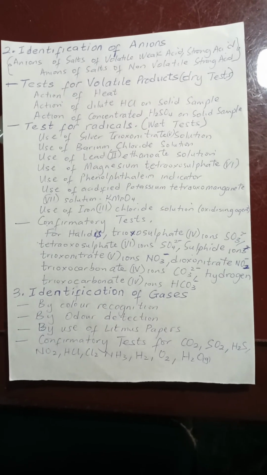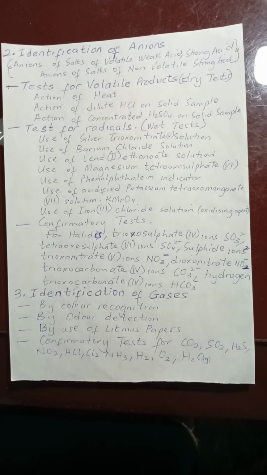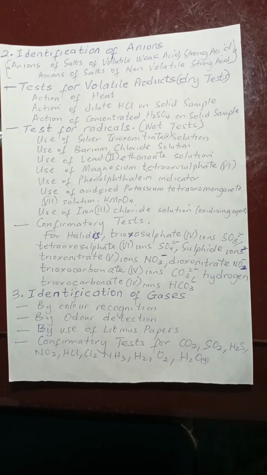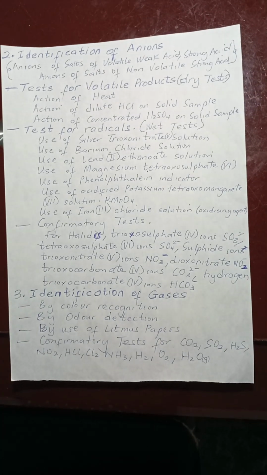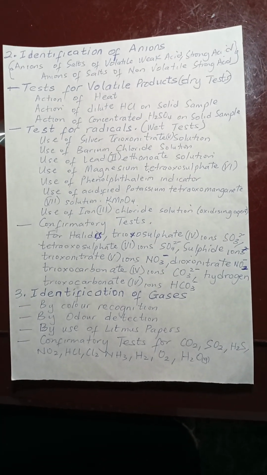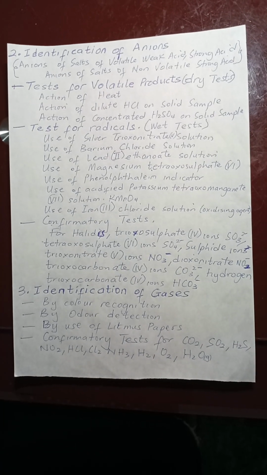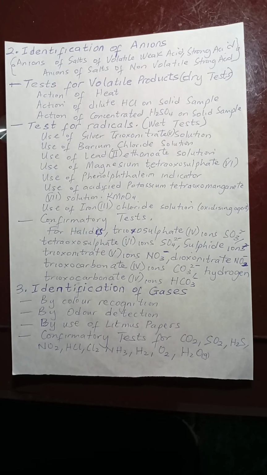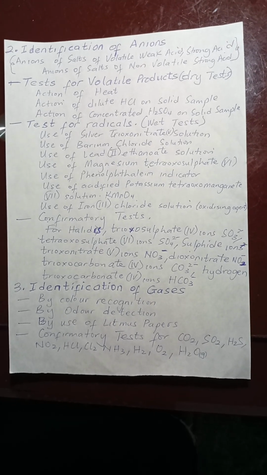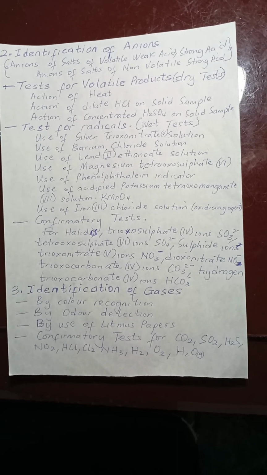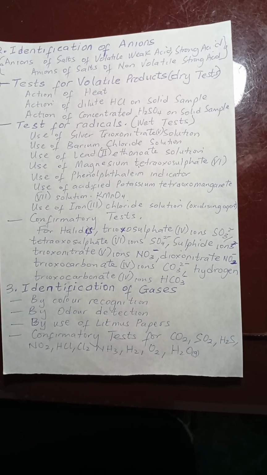Test for radicals, the wet test. You use reagents like silver trioxonitrate(V) solution, barium chloride, lead(II) ethanoate solution, magnesium tetraoxosulfate(VI), phenolphthalein indicator, acidified potassium tetraoxomanganate(VII) solution, KMnO4, use of iron(III) chloride solution, all those ones for wet test. Then there are additional confirmatory tests for halides, for SO3 2-, for SO4 2-, for NO3-, NO2-, CO3 2-, HCO3-. All those are anions that can be tested individually.